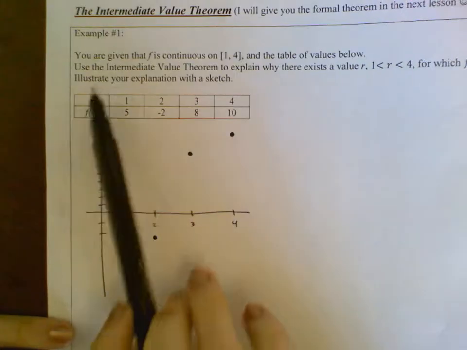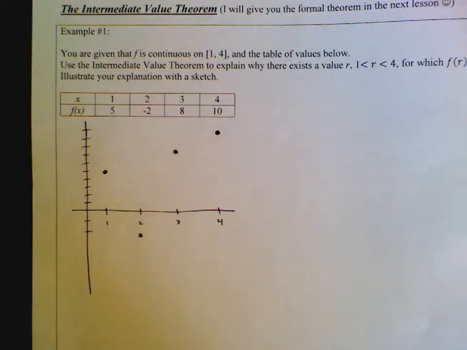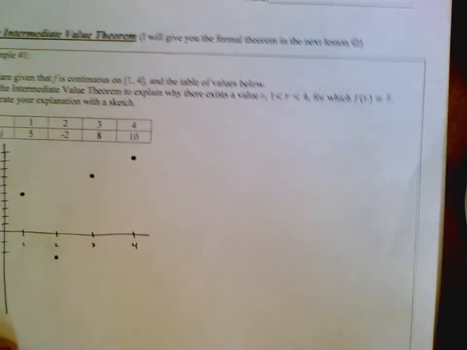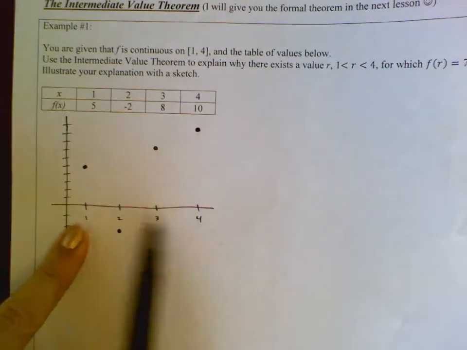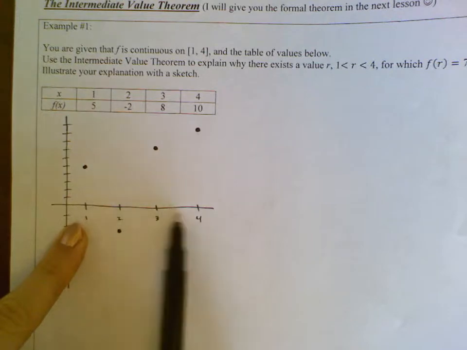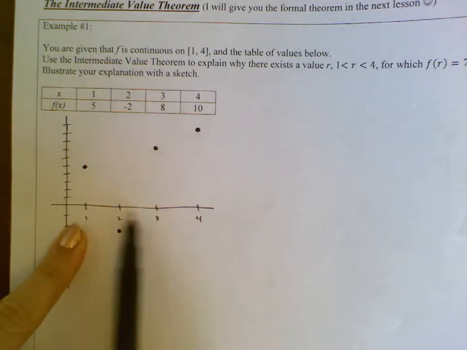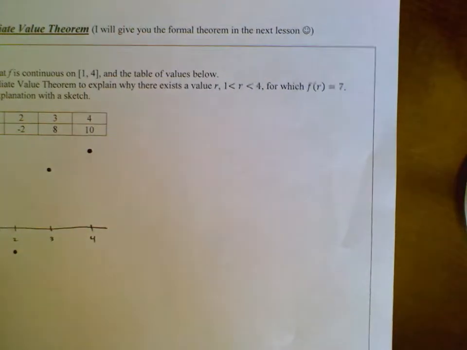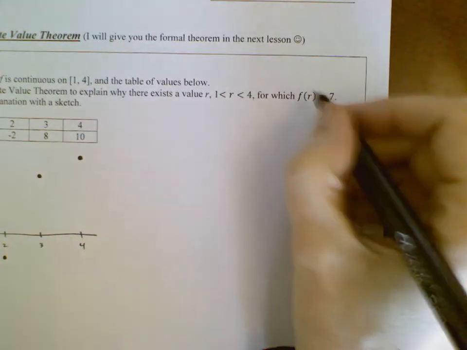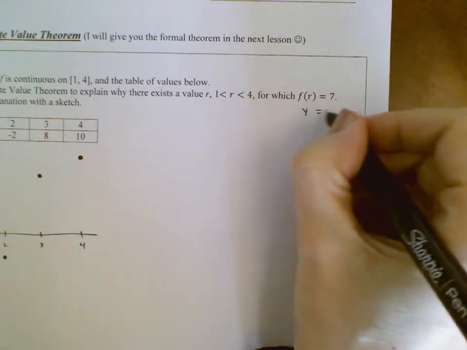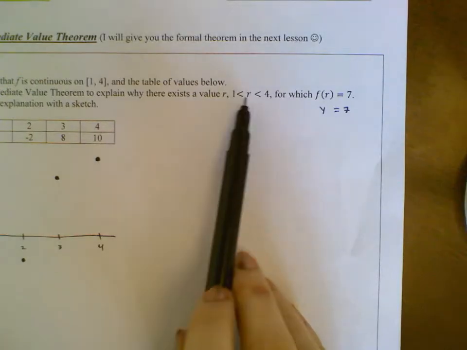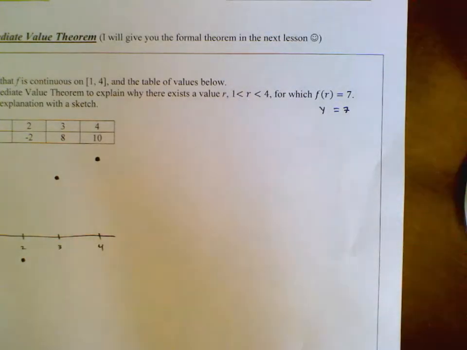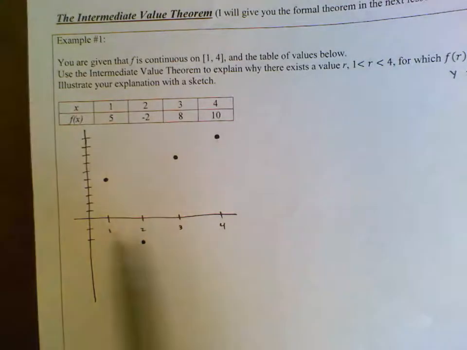Alrighty. Now it says use the intermediate value theorem to explain why there exists a value r between 1 and 4. So here's 1, here's 4. We want to explain why there has to exist a value r somewhere between here for which f of r equals 7. So we want a y value equal to 7 for some x value between 1 and 4.